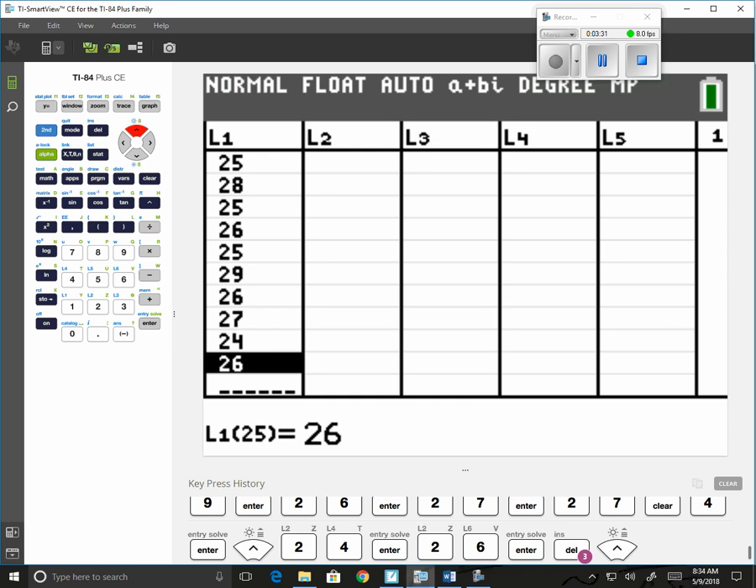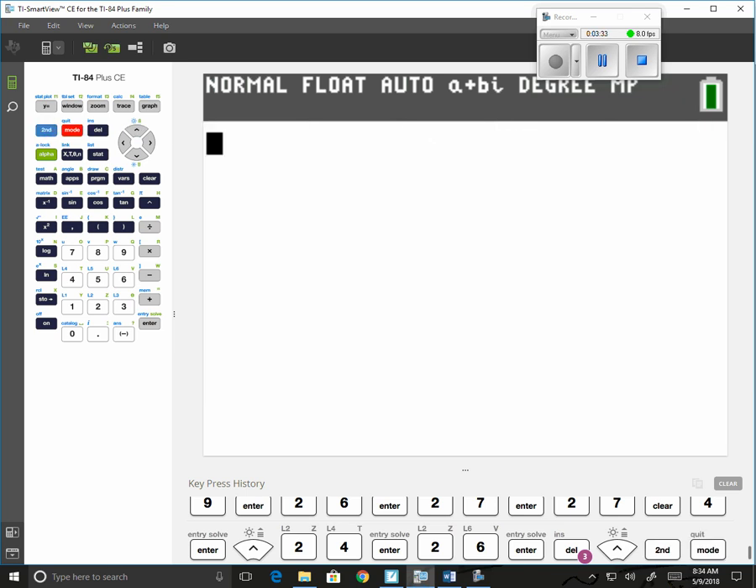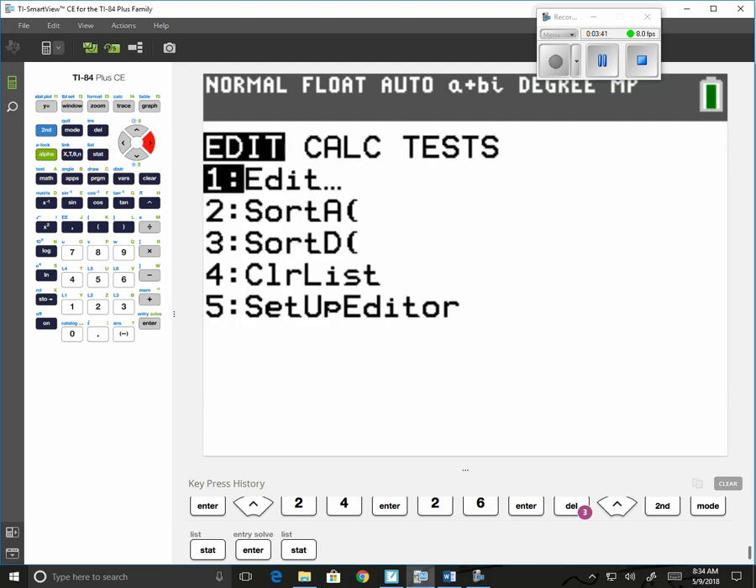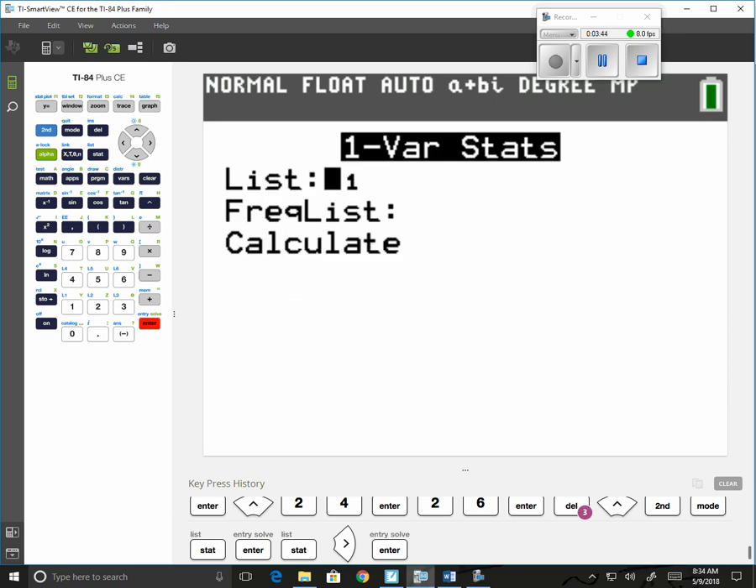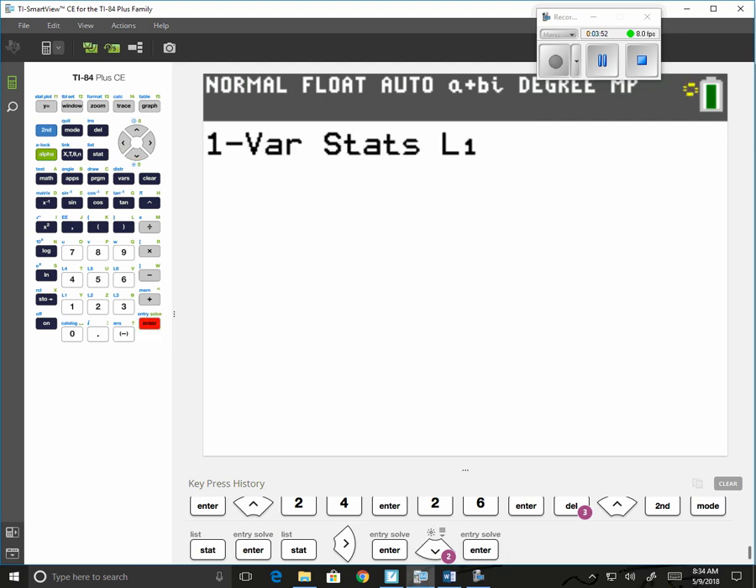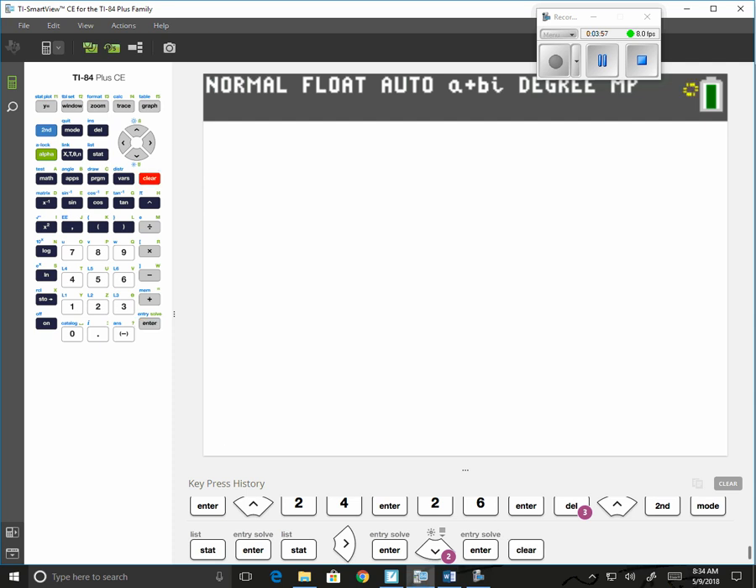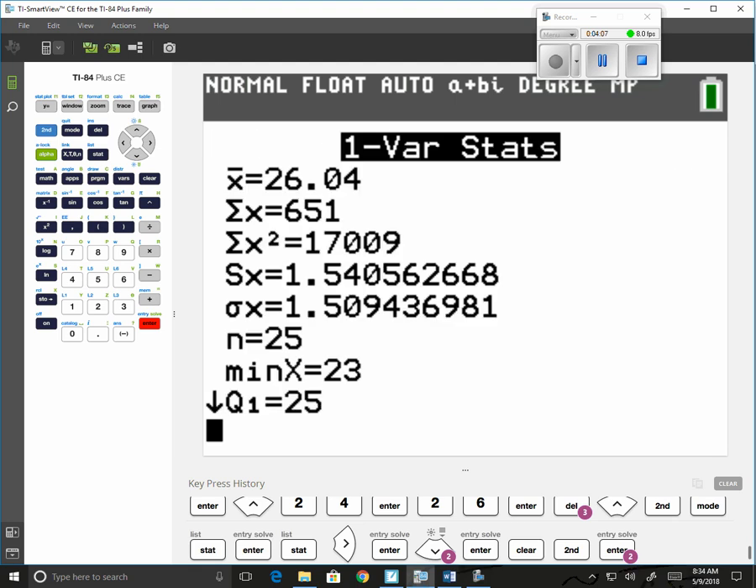Now that we have all the data in there, I can go back, so hit second and then mode to quit back to the main screen. Go to stat and, not edit, sorry, go to stat and calculate one of our stats. New calculator people, this is what you're going to see. All you have to do is go down to calculate and hit enter. All of your data is going to pop up. If you're an old calculator person, what you're going to see on your calculator looks like this. And then you want to put L1 right after it and hit enter. You get the same data.